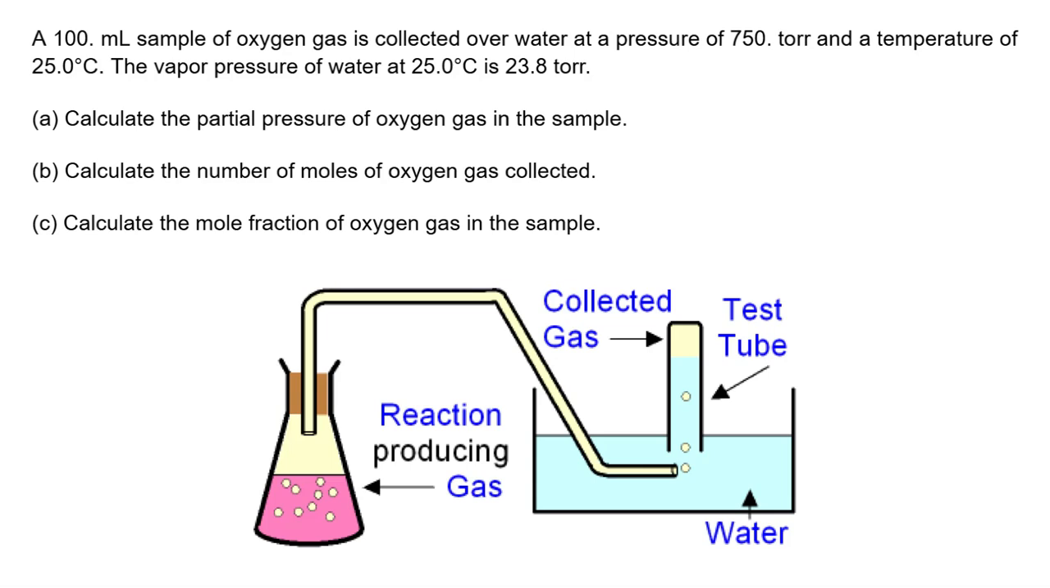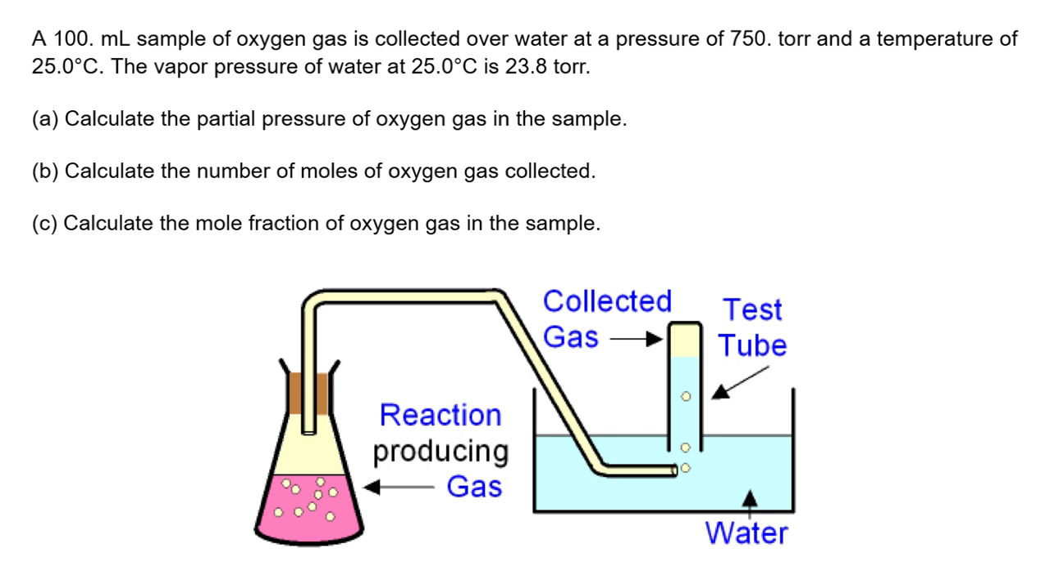A 100 milliliter sample of oxygen gas is collected over water at a pressure of 750 torr and a temperature of 25 degrees Celsius. The vapor pressure of the water at 25 degrees Celsius is 23.8 torr. A. Calculate the partial pressure of the oxygen gas in the sample. B. Calculate the number of moles of oxygen gas collected. And C. Calculate the mole fraction of oxygen gas in the sample.